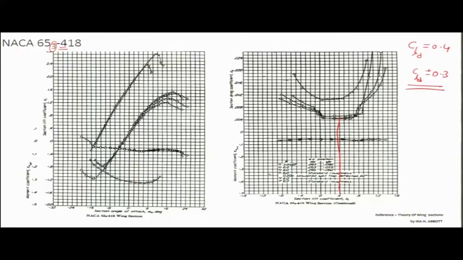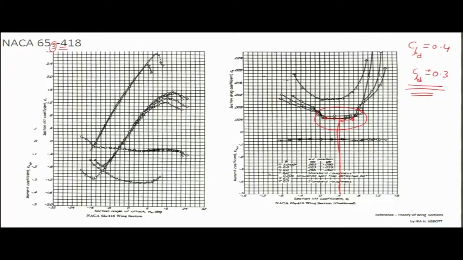Let us see whether it is true or not. 0.4 minus 0.3 is 0.1. So, up to this point the CD is almost flat, that is CL design minus 0.3, and then CL design plus 0.3 is 0.7. So, we can also consider this as a constant CD regime. This is the significance of the drag bucket. There is a significant drag bucket for the 6 series airfoil, and the nomenclature will help you select the corresponding airfoil based upon your CL design.